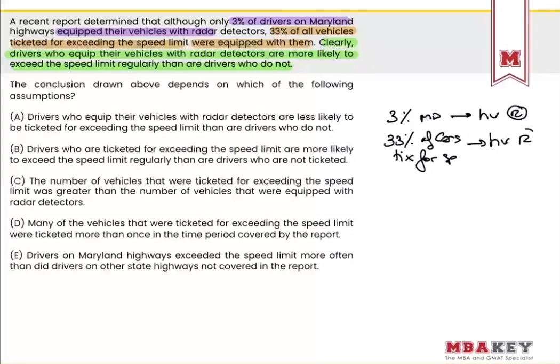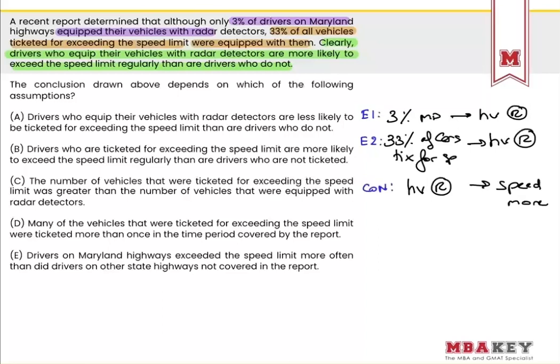So they have radar. And then lastly, in the green section, clearly drivers who equip their vehicles with radar detectors, so if you have radar detectors, are more likely to exceed the speed limit. They speed more. Okay? This is the evidence. We'll call that E1. This is another piece of evidence. We'll call that E2. And then we have the conclusion there.